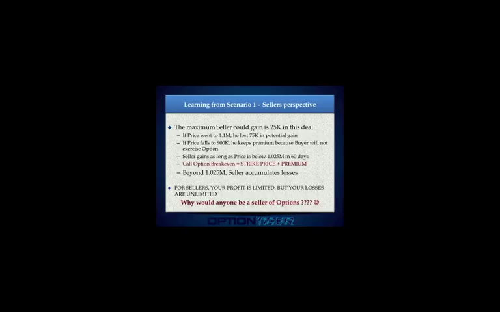In our example, if the price went to 1.1 million or 1.3 million, all of the increase above 1,025,000 was losses to the seller, because if he wasn't bound by his option contract, he could have pocketed that profit. So as a seller of options, your profit is limited, but your losses are unlimited. So at this point, you may be thinking, why on earth would anybody want to be a seller of options? It's a great question, and I'm afraid you'll have to wait for the answer. And the answer will surprise you.